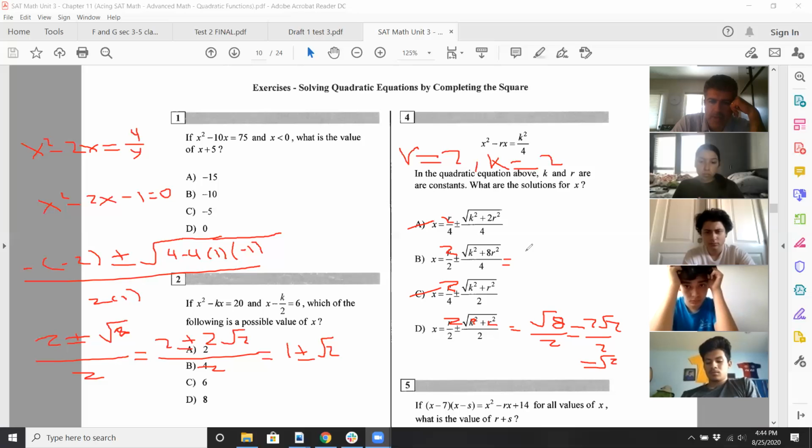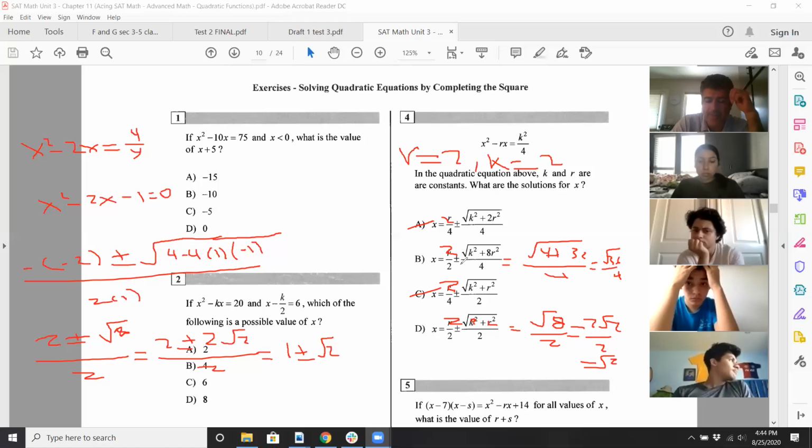This one here would be 4 plus 8 times 4, which would be root 36 over 4, which is 6/4, so that's not going to work for us.